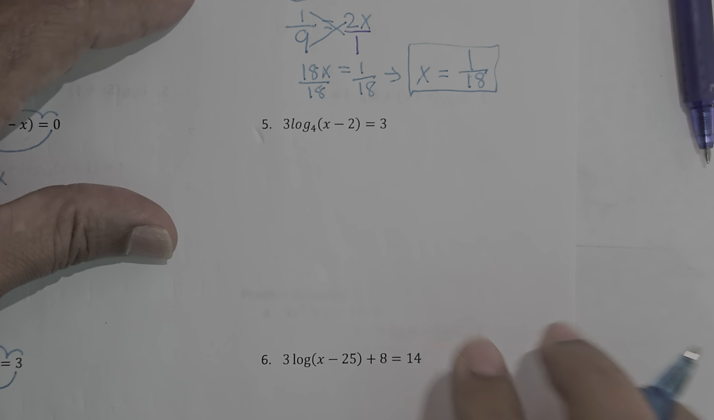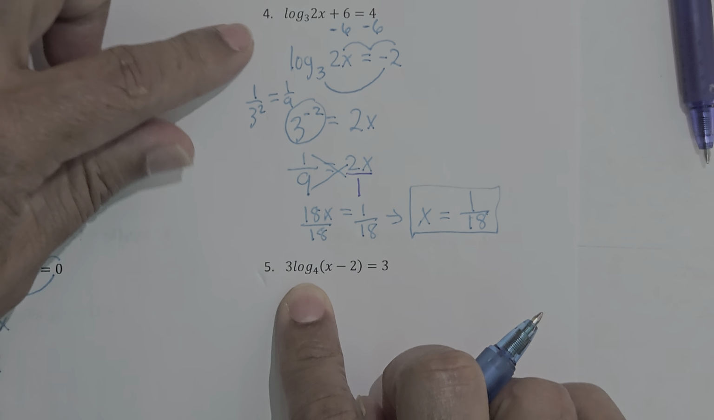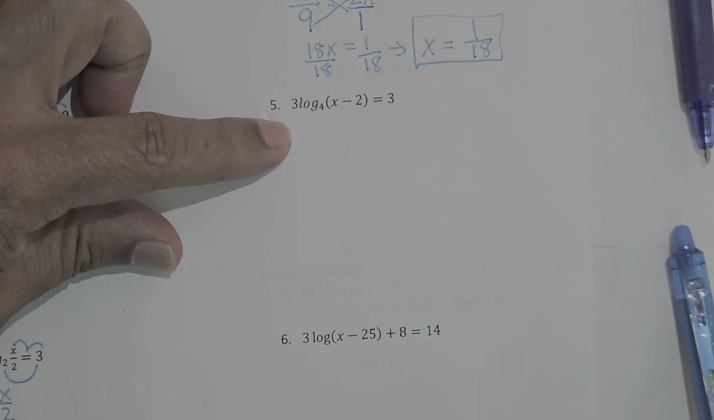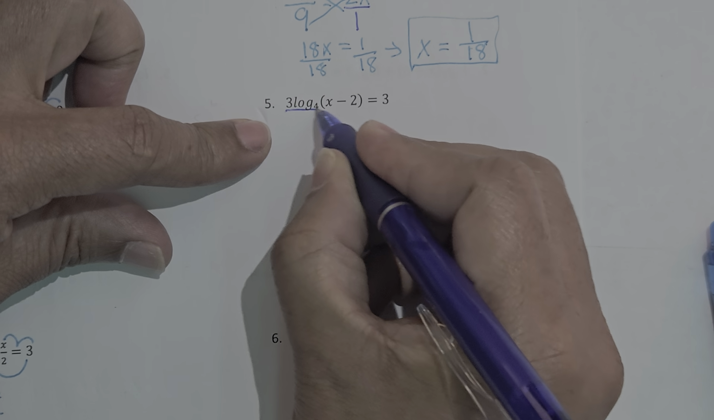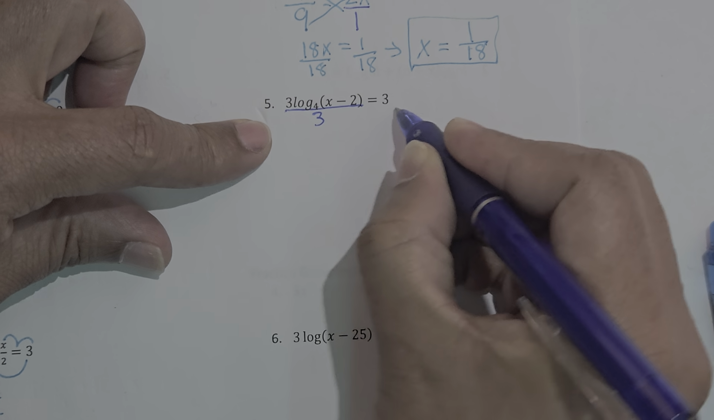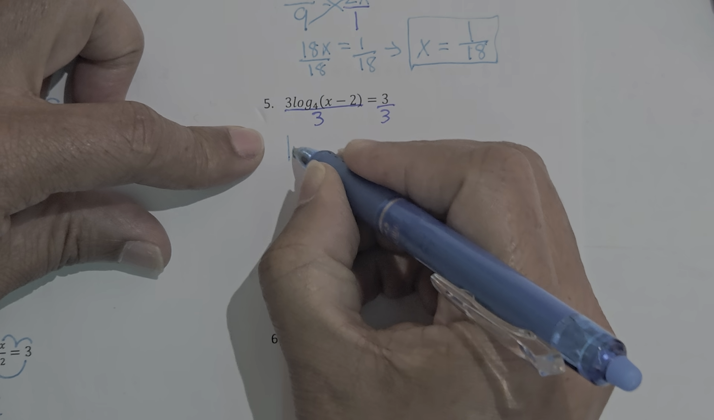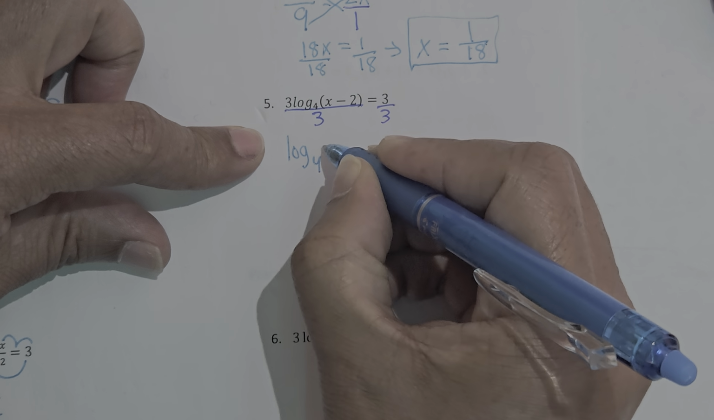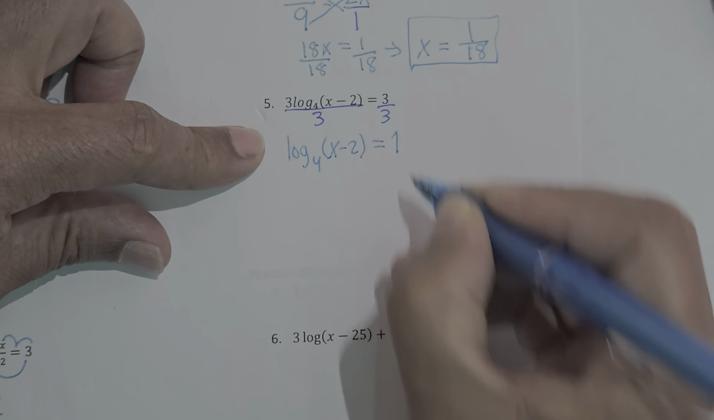Example number 5. Notice again, this is inside of a parenthesis, so that means this belongs to the log. So it's not like example number 4, but this log has a 3 in front of it. We need to isolate the log, so I'm going to divide by 3 so I can get the log by itself. So then I have log base 4 of x minus 2 is equal to 1.